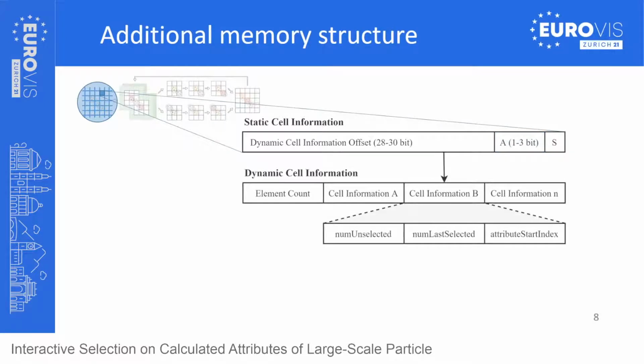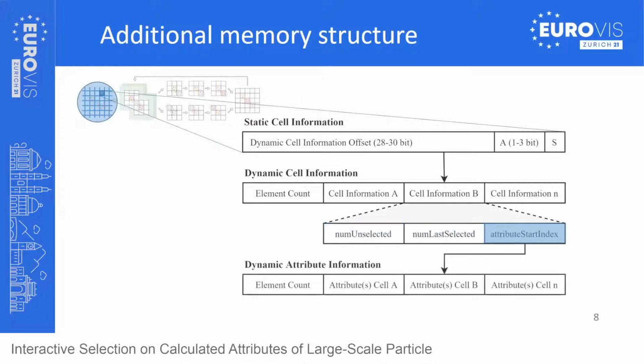As our solution is able to derive attributes from derived attributes, the label consists of up to 3 bits, which means it can store up to 8 attributes. We also introduce a dynamic cell information, which is appended upon the creation of attributes for particles within a cell. It contains the borders for our subsorting into selection states and the information on where the attributes for this cell are stored within our dynamic attribute information.